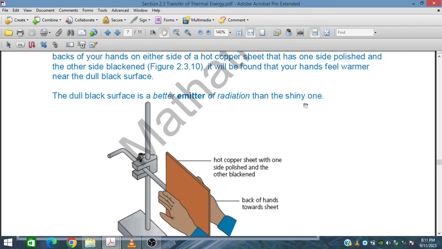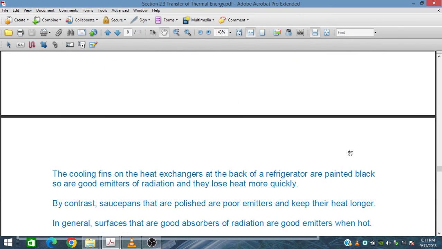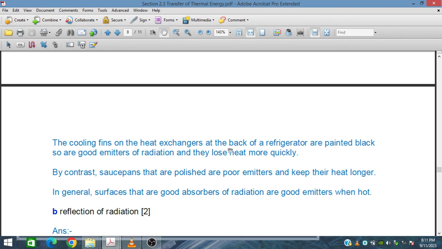The dull black surface will feel warmer because a dull black surface is a good absorber, so it is a better emitter of radiation than the shiny one. The shiny one is a good reflector, so it does not absorb radiation, and it does not emit the same. The cooling fins on the heat exchanger at the back of a refrigerator are painted black, so they are good emitters of radiation and they lose heat more quickly. By contrast, saucepans that are polished are poor emitters, so they keep their heat longer.